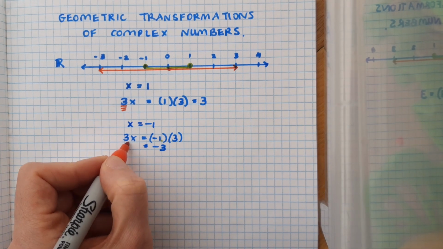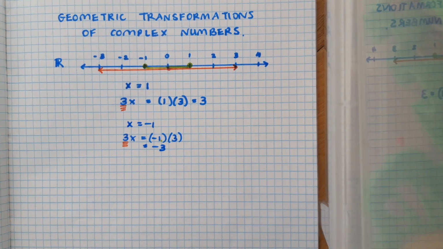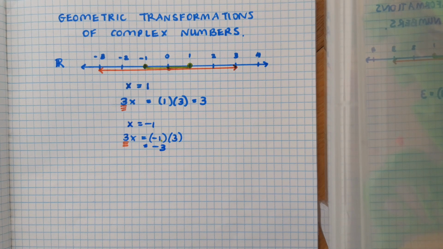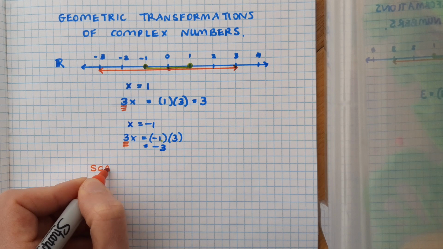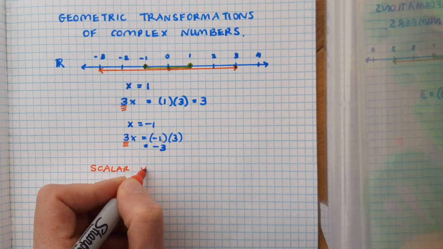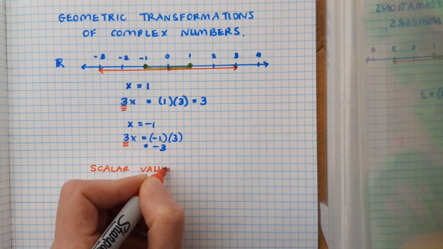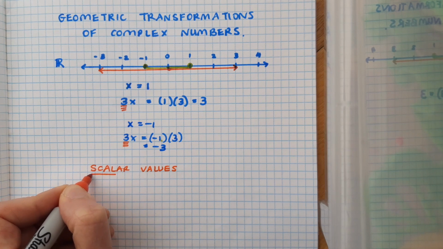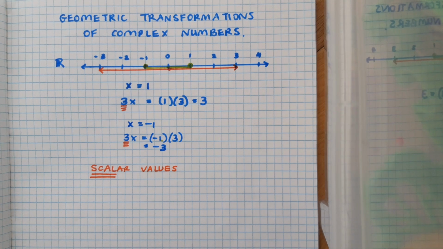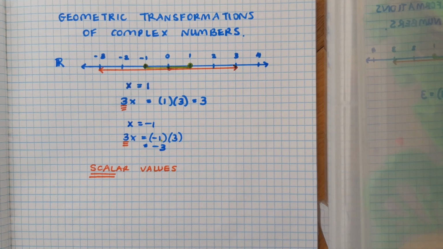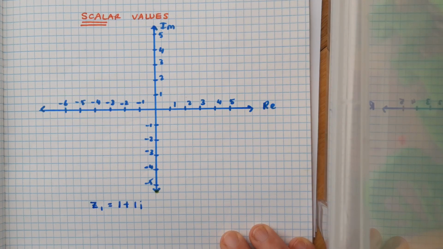These values that I'm multiplying by here are obviously real number values, but they can also be called scalars. And the reason they're called scalars is because they scale the position of the number on, in this case, the number line. So when you scale something, you multiply it by a factor. So let's have a look at how this might apply then to the Argand diagram.